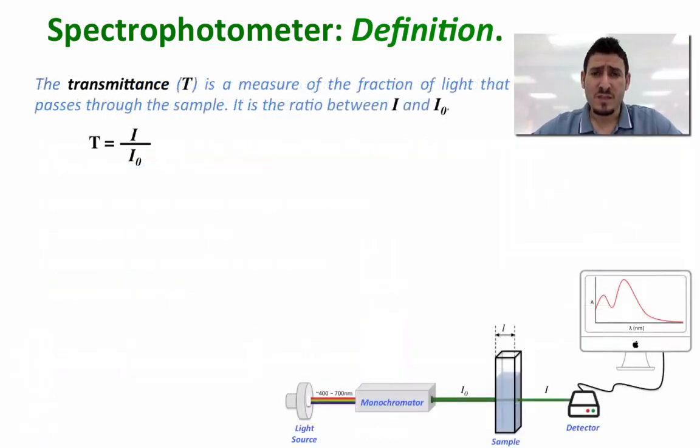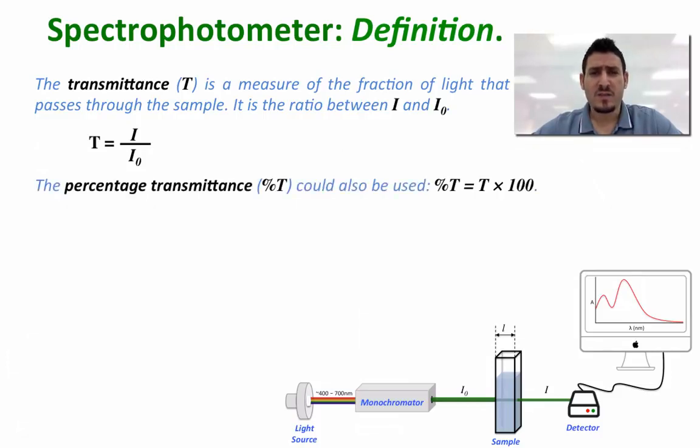Now the transmittance T is a measure of the fraction of light that passes through the sample. It's the ratio between I and I0. So T is equal to I divided by I0. The percentage transmittance, %T, could also be used, and note that %T is equal to T multiplied by 100.